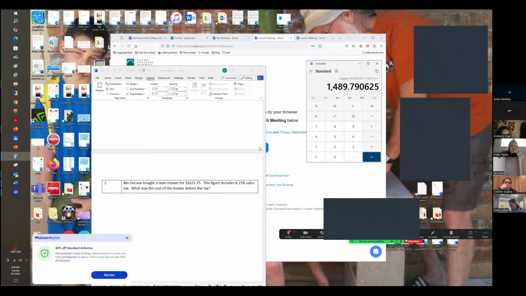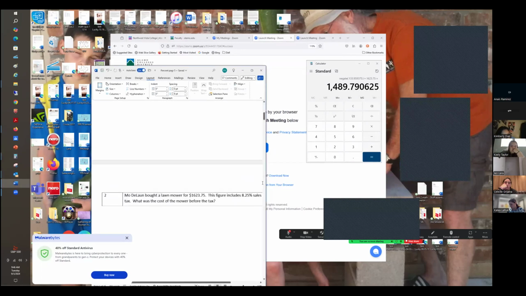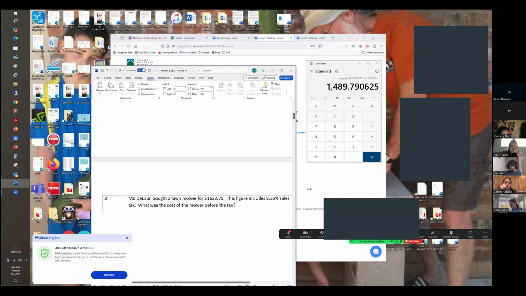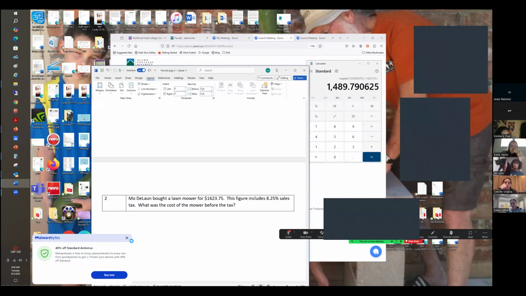You want to zoom his screen in. Let's see if I can do it this way. I hope that's better. I'm looking at it on my laptop. It looks okay. All right.